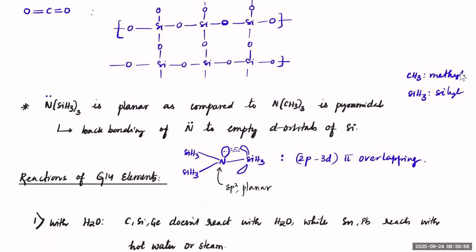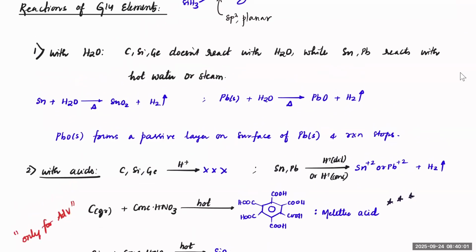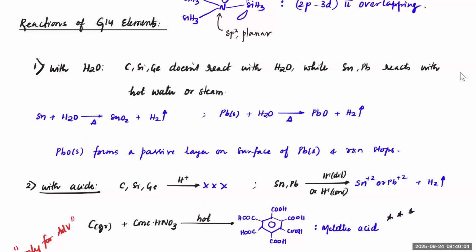Got it? Next, now this is something which we need to know about silicon and carbon. What are the typical reactions of group 14? With water, it will involve carbon, silicon, germanium. They do not react with water, but tin and lead react with hot water or steam. In fact, tin, when you react with H2O, will become SnO2 and release H2 gas. Lead on heating will become PbO and H2 gas. The problem here is PbO can become a passive layer on the surface of the lead. Therefore, the reaction stops after a while.